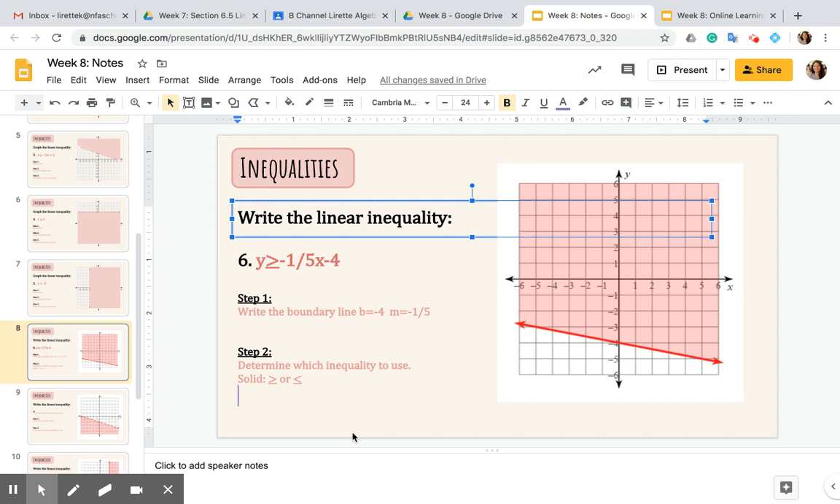So to recap what I just did here, I wrote the equation in slope-intercept form like you've done in the past. I found the b value, I found another lattice point, and I determined the slope from the b value and another point.